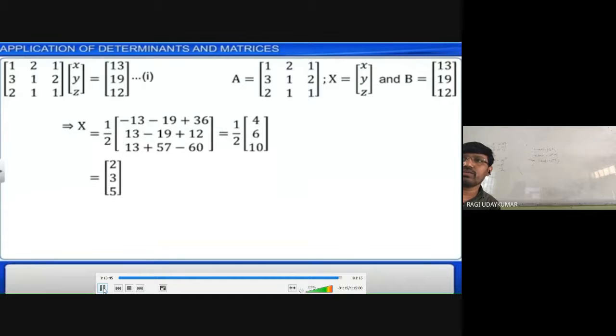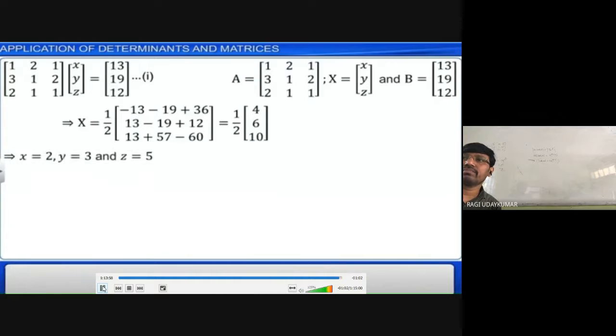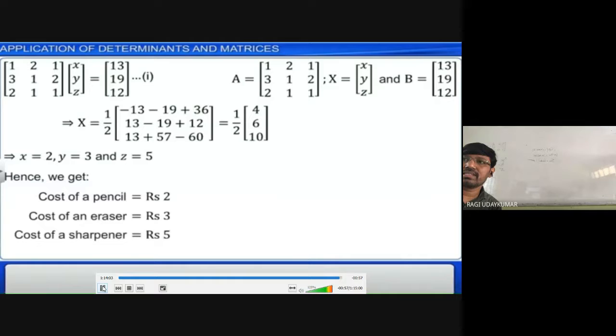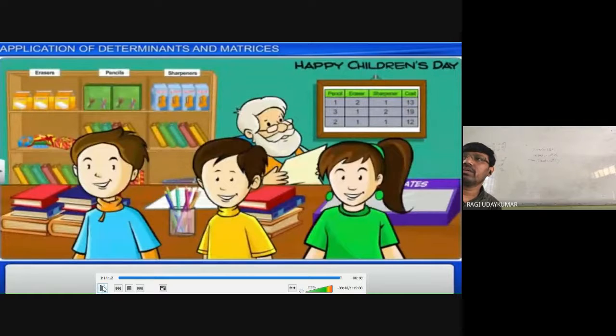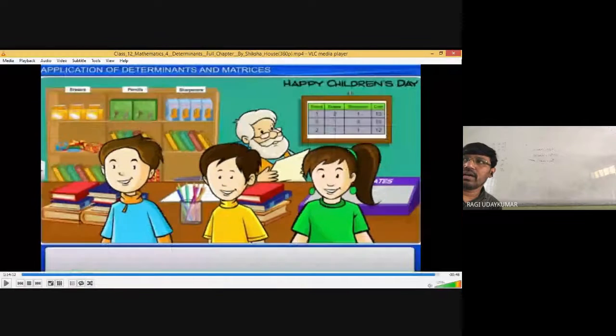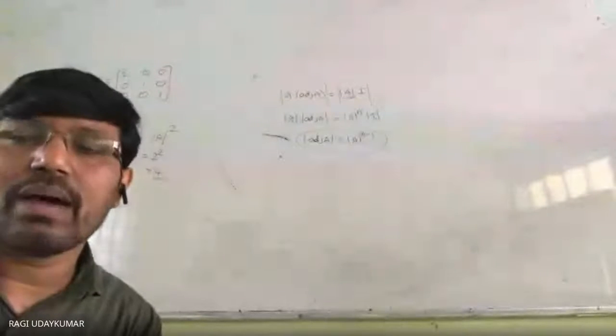So this is the way to find out the solution of a system of linear equations with three variables. X equals 2, y equals 3, z equals 5. So the cost of the pencil is 2 rupees, the cost of the eraser is 3 rupees, and the cost of the sharpener is 5 rupees. So they have learned applications of matrices like this. In this way you can apply the matrices.